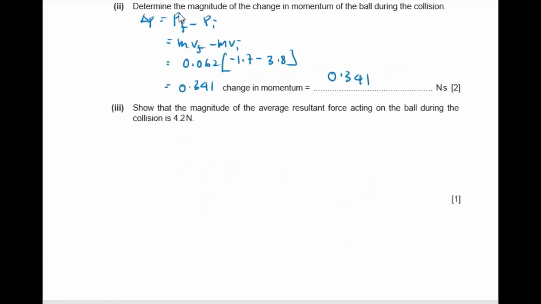B3. Show that the magnitude of the average resultant force acting on the ball during the collision is 4.2 Newton. Resultant force: force equals rate of change of momentum. So the change of momentum is 0.341 and then the time is 0.081 second. So 4.2 Newton. Yes, proven.